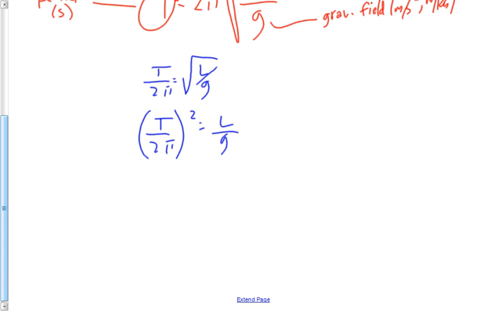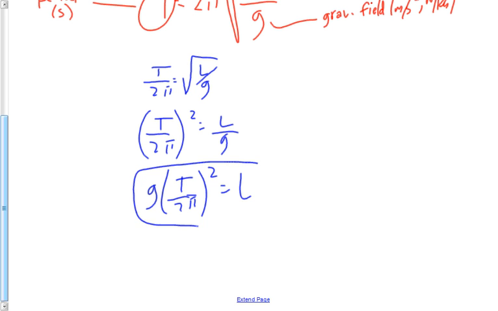We want to solve for L here. What do you get rid of next? There's only one more thing to get rid of, right? It's G. So how do we take that over to the other side? Multiplication, right? So it becomes G times T over 2 pi squared equals L. The red one is the form that appears on our data sheet, but the blue one is the same equation solving for L, the length of the pendulum. Can you guys do that?